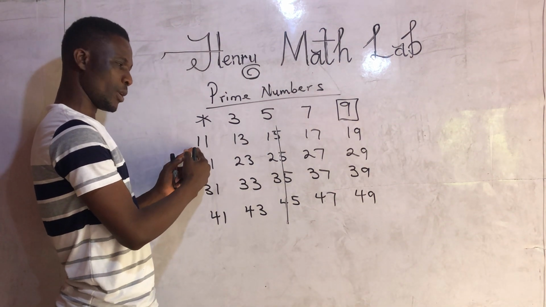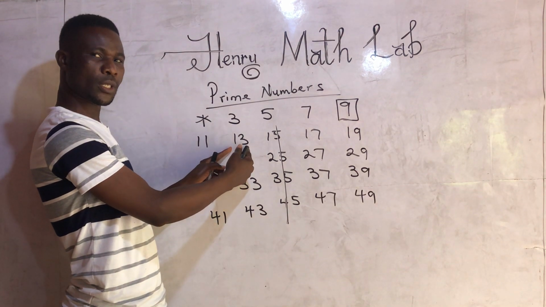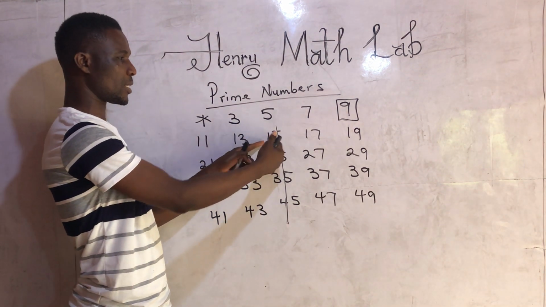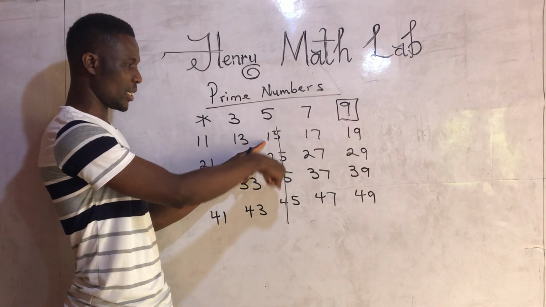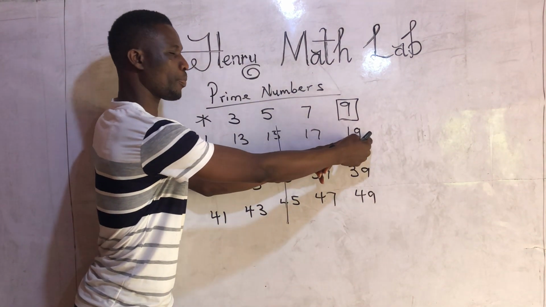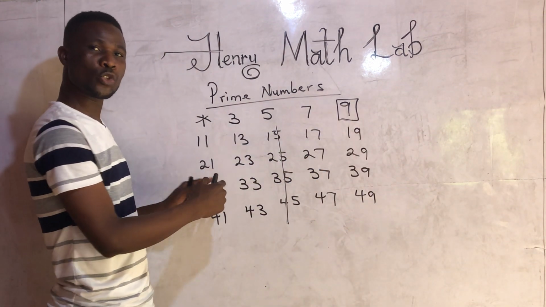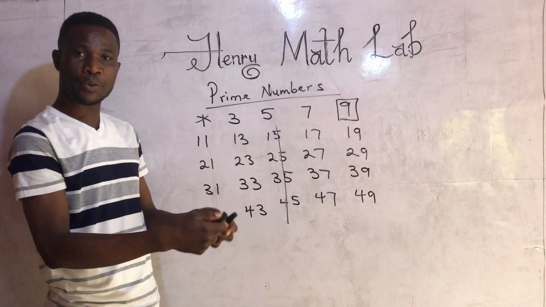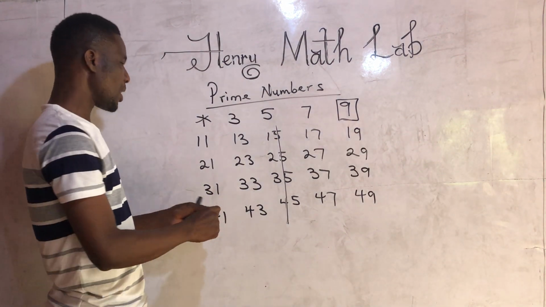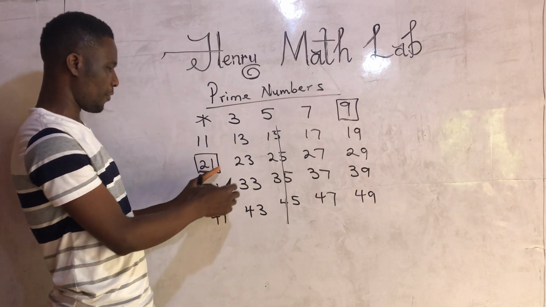So do this with me. 1 plus 1 is what? 2. 2 is not in the 3 timetable. 1 plus 3 is what? 4 is not in the 3 timetable. This is 6. We've already cancelled that, so we don't even need to go back. This gives me 8. 1 plus 7. And 1 plus 9 is 10. So 10 is not in the 3 timetable. But 2 plus 1 is what? 3. 3 is in the 3 timetable because we say 3 times 1 is 3. So we are going to take off this number.